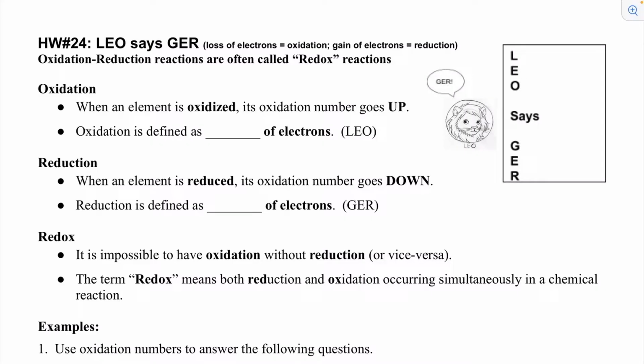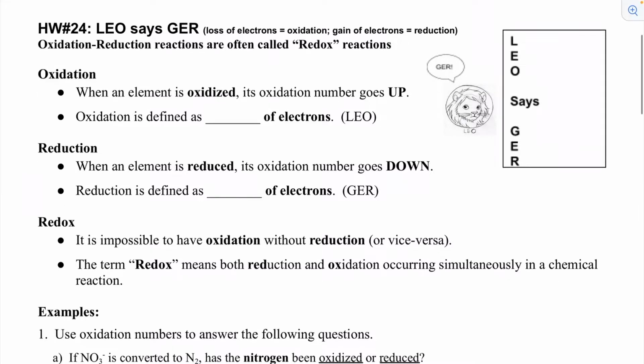At this point, you should be skilled at assigning oxidation numbers to various chemical molecules. Oxidation numbers can help us determine which species are being oxidized and which species are being reduced, as in which species are gaining electrons and which species are losing electrons. Before we start talking about reactions and oxidation and reduction, I'd like to give you a mnemonic device to help you remember what is oxidation and what is reduction.